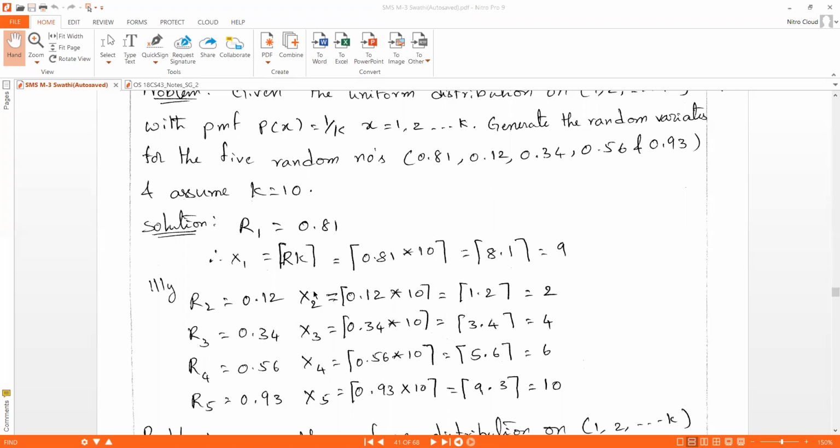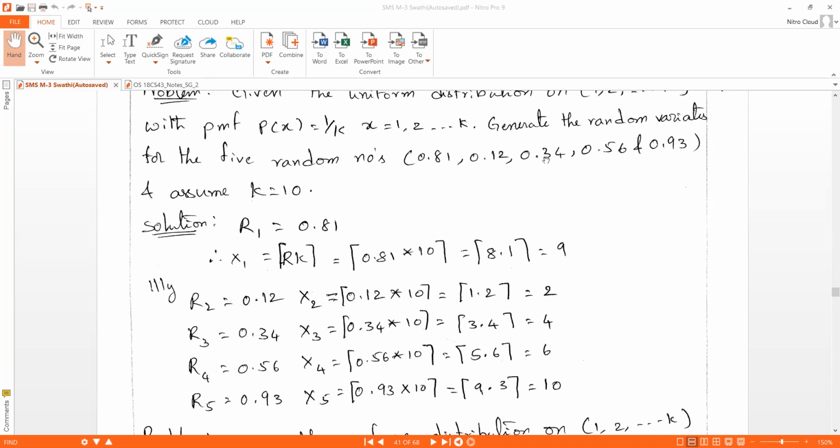When the random number r2 is equal to 0.12, now we'll find the x2 value, that is the random variant. x2 is equal to r into k. The r value is 0.12, the k value is 10. 0.12 into 10, we will get 1.2. It is within the mod. If you remove this mod, the outcome will be the upper limit value. So 1.2 becomes 2 now. x2 value is 2.